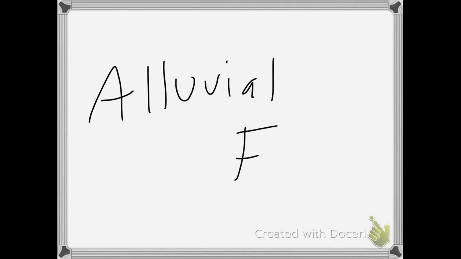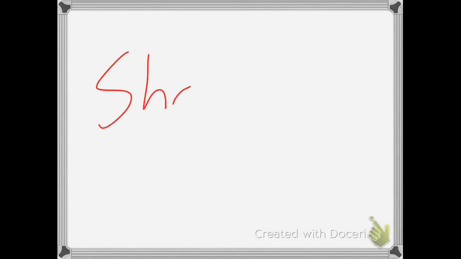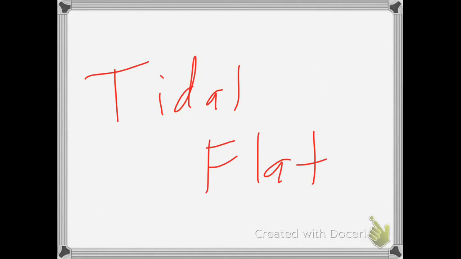Alluvial fan. It's continental because it's found on the land. What about a delta? That's transitional. Lagoon. Also transitional. This is partitioned into either shallow or deep, and that's marine. And here's the last one, a tidal flat is transitional.